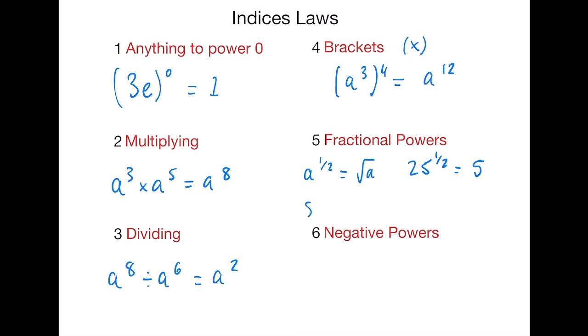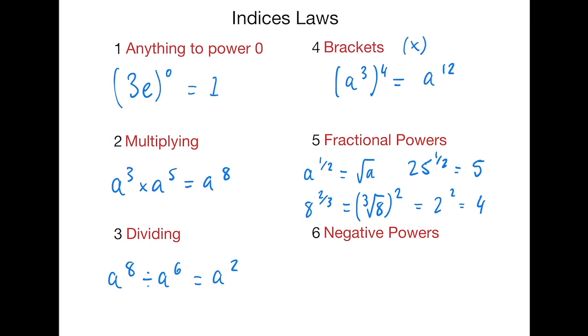Another example would be 8 to the power of 2/3. Now if we have a 3 on the bottom, we want to cube root our number, and then because of the 2 on top, we square that final answer. The cube root of 8 is 2, so 2 squared is equal to 4.